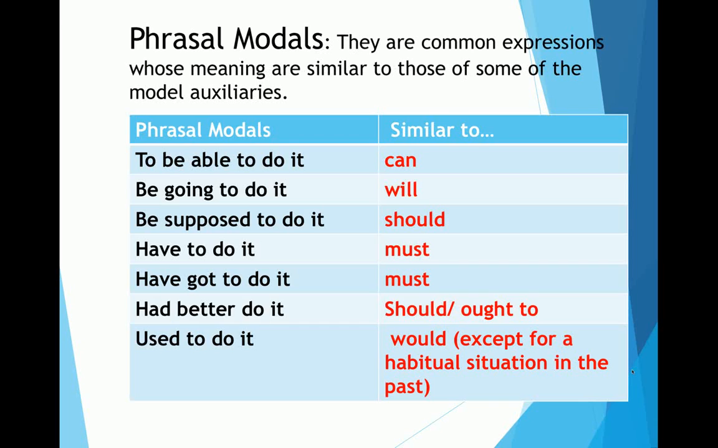Phrasal modals. They are common expressions with similar meaning to those of some of the modal auxiliaries. For example, to be able to do it, can; be going to do it, will; be supposed to do it, should; have to do it, must; have got to do it, must; had better do it, should or ought to; used to do it, would.